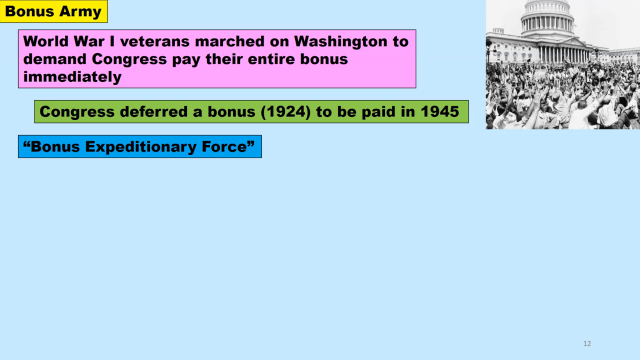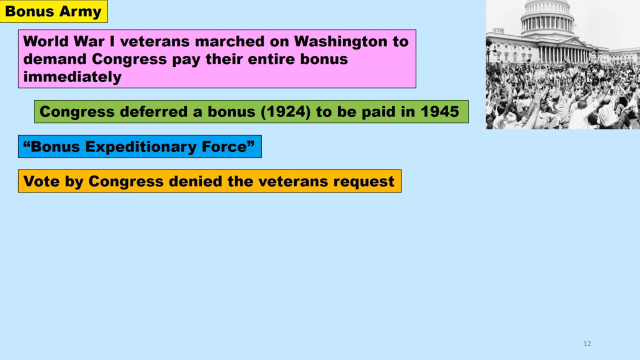Now, when I say march on the Capitol, I'm not talking January 6th crazy people running through the hallways with their moron signs on their face. That's not what I'm talking about. They are just petitioning. They're marching on Washington under their right to petition the government for redress of grievances, and so that's what's happening here in this time period. Okay, so Congress is going to vote to deny the veterans' request, which is Congress. So where does Hoover come into play here? Why is he blamed for this?